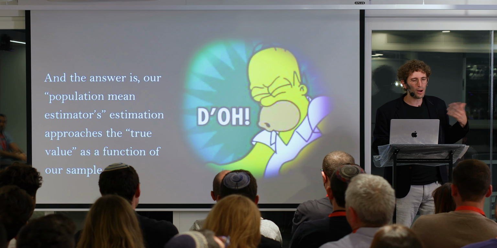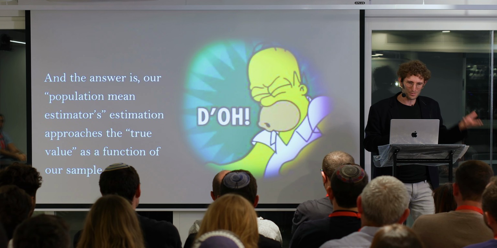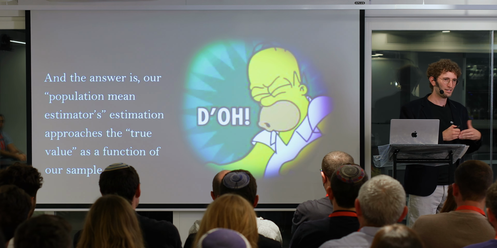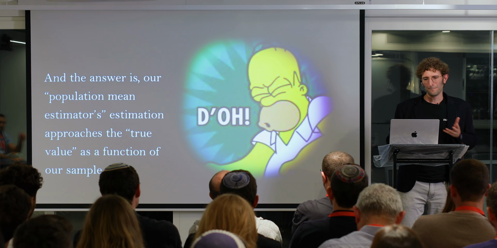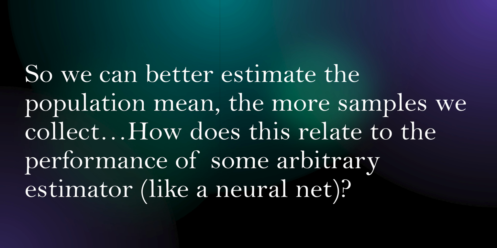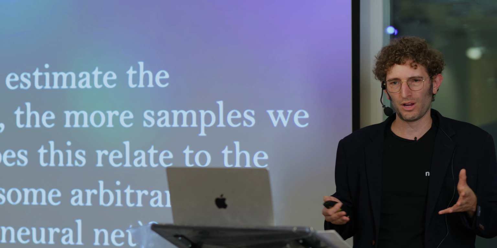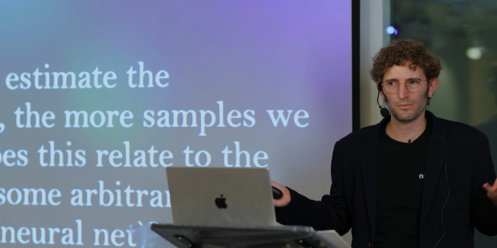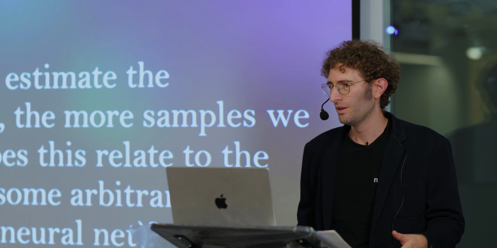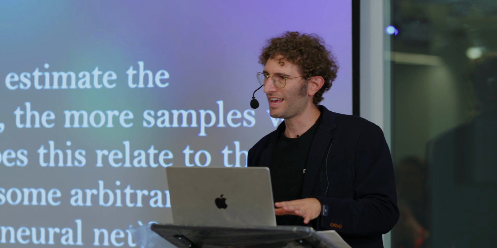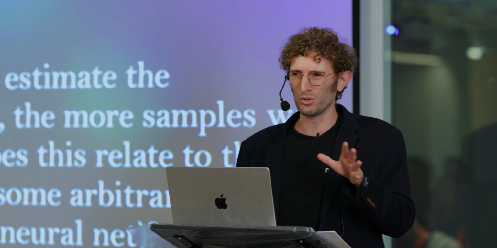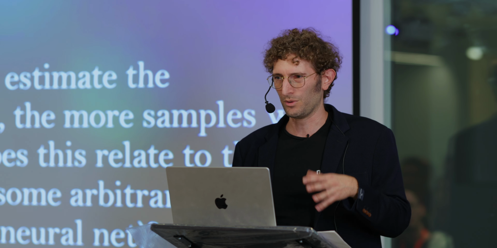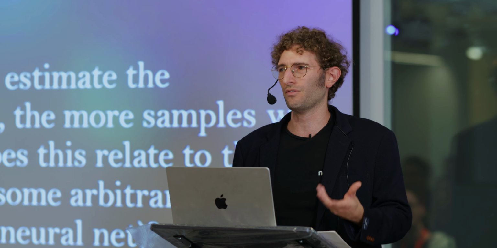and the answer was kind of obvious, well, the population mean estimator's estimation approaches the true value as a function of sample size. But the problem is, that's great that we can better estimate the population mean the more samples we collect, but how does that relate to the performance of some arbitrary estimator, like a neural network or random forest or XGBoost or anything else? Well, first I should mention that this mean estimator, it's not the only one where this works, right? Where the central limit theorem and the weak law of large numbers, all that stuff helps us.